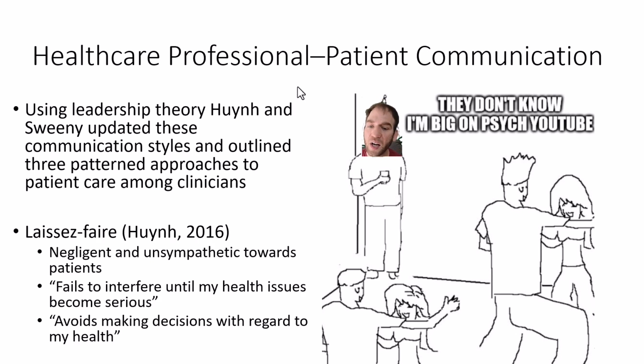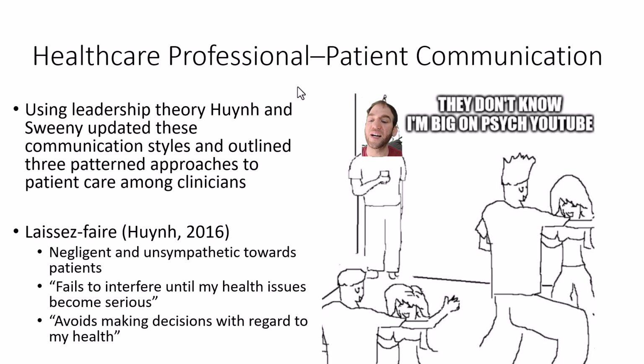Using leadership theory, Hun and Sweeney updated these communication styles and outlined 3 pattern approaches to patient care among clinicians. So basically, they took those older styles and updated them with new experiments and new statistical analysis and interpreted it through this idea of leadership theory. Leadership theory, broadly speaking, is what makes a good leader, what behaviors are associated with good leadership, values, and all these other things. So ultimately, they came to 3 patterns of how medical professionals interact with patients. So different approaches to patient care.